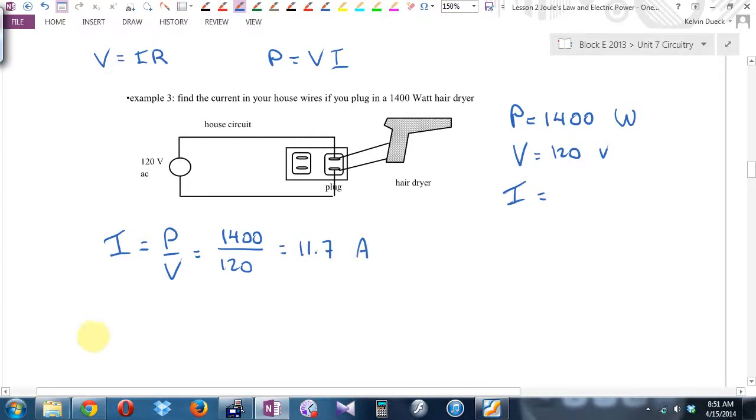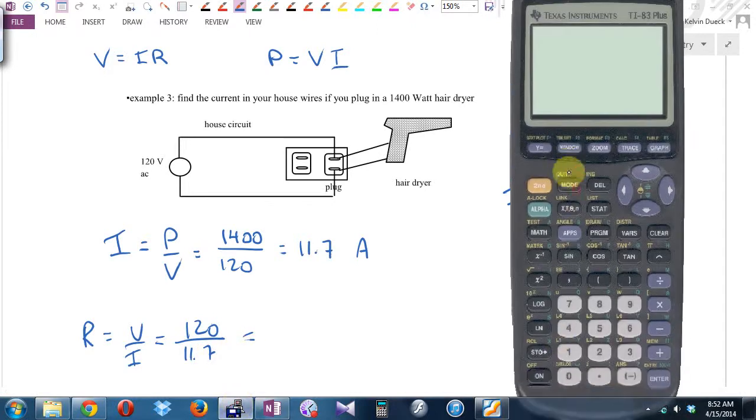By the way, what's the resistance inside this particular blow dryer? Probably fairly high, because probably there's an element that glows red hot inside the blow dryer. That's an easy way for us to generate the heat. What's the overall resistance? You know what? I'm going to go V over I, 120 divided by 11.7. Use the 11.6 repeating. What's the resistance in ohms that you get? 10.3 ohms.